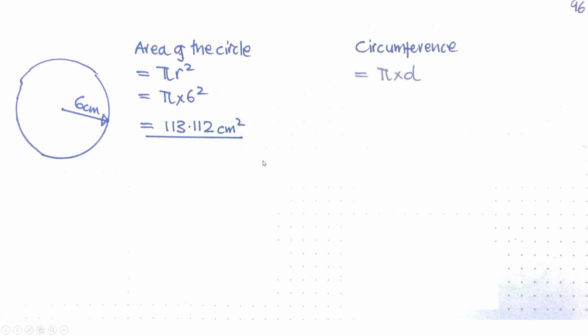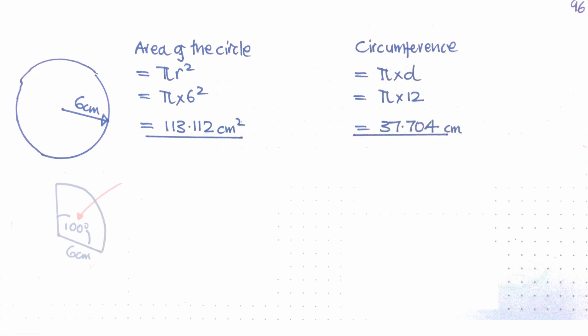And while we're at it, let's look at the circumference. So circumference will be pi times diameter. The diameter will be 12. So it's pi times 12, 37.704. Now, let's imagine from that whole circle I gave you a slice and I told you that was 100 degrees.